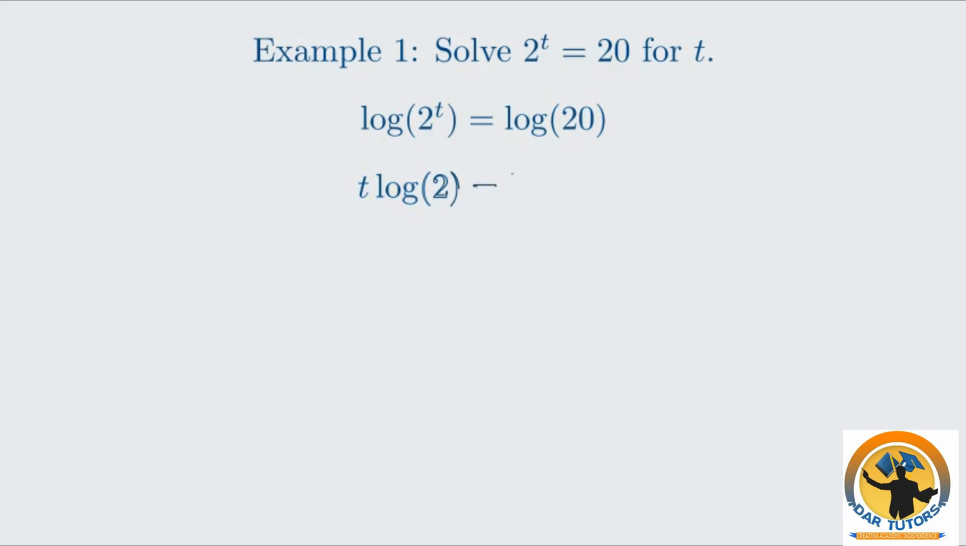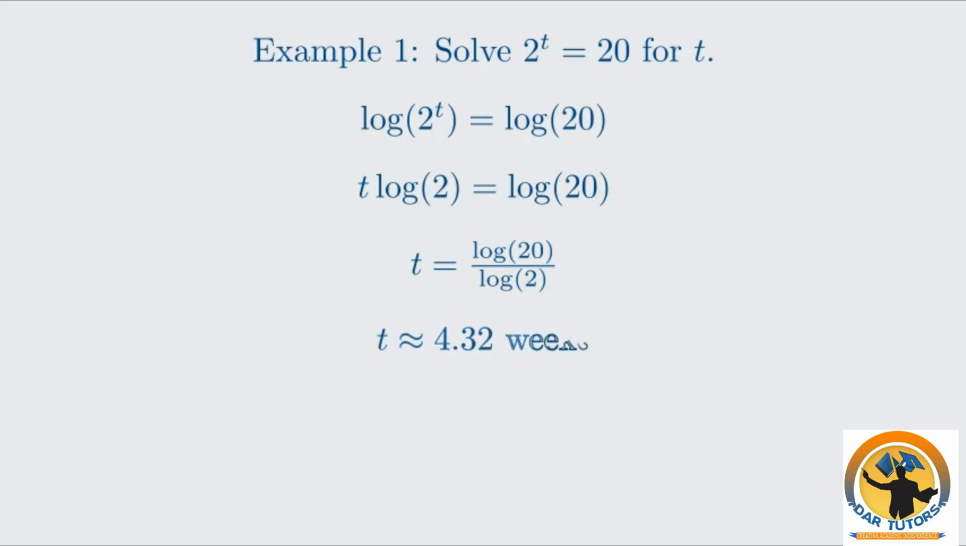The exponent t comes down as a coefficient, so we have t times log of 2 equals log of 20. To isolate t, we simply divide both sides by log of 2. This gives us the exact solution. T equals log of 20 divided by log of 2. Using a calculator, we find that t is approximately 4.32, so it would take about 4.32 weeks for the mouse population to reach 20,000. Let's try another example.